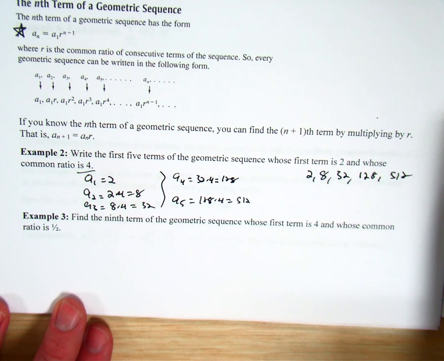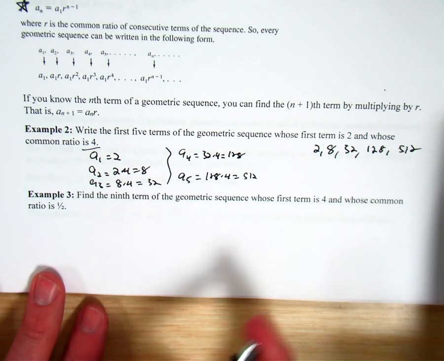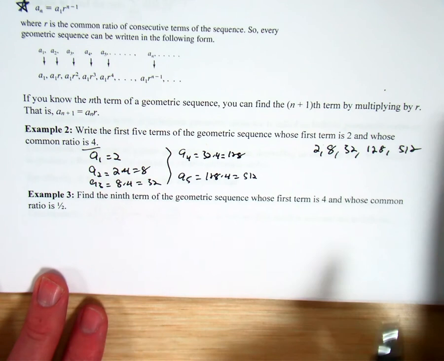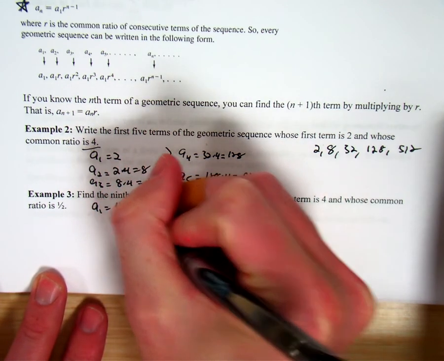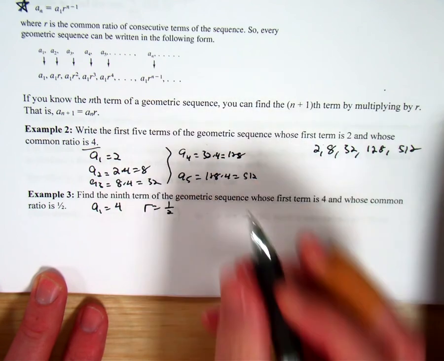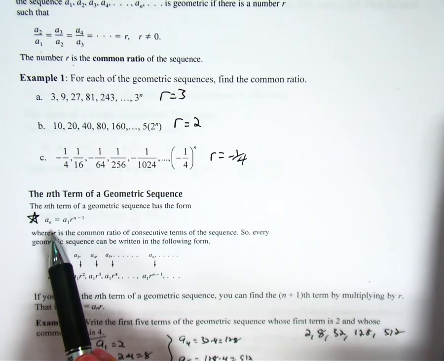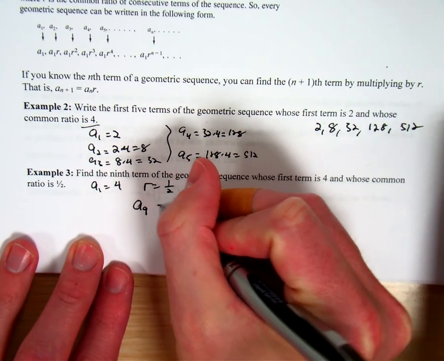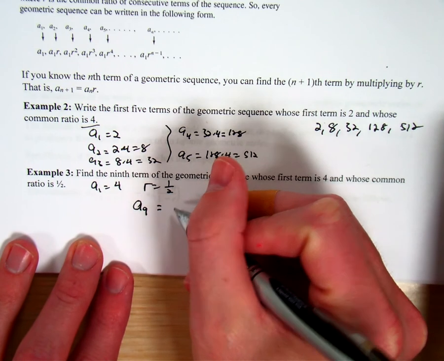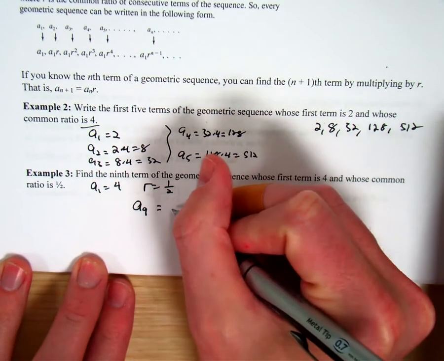Find the 9th term of the geometric sequence whose first term is 4 and the common ratio is a half. Okay? 9th term. So our A1 is 4, the R is a half. We're going to go up here and use this one. A sub n equals A1 times R to the n minus 1. So A sub 9 equals our first one, 4.